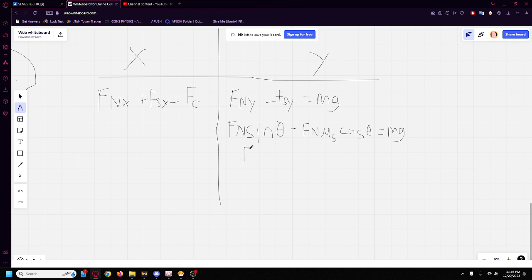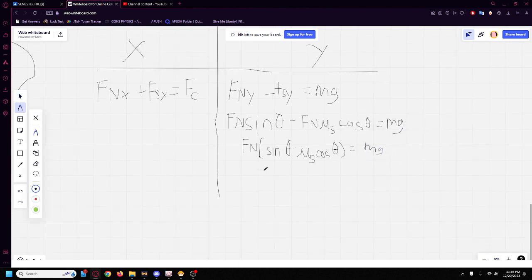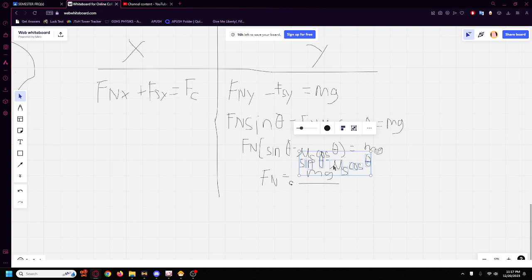We can now factor out F_N, so mg is equal to F_N times sine theta minus mu s cosine theta, and you just divide that over, so F_N is equal to mg over sine theta minus mu s cosine theta.